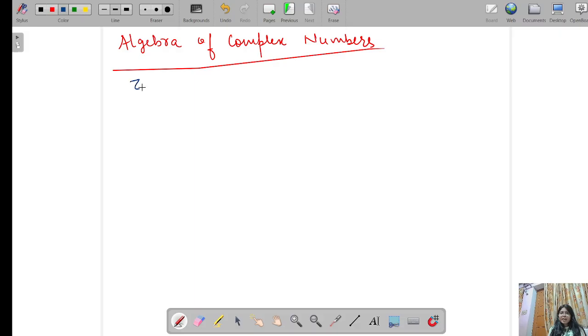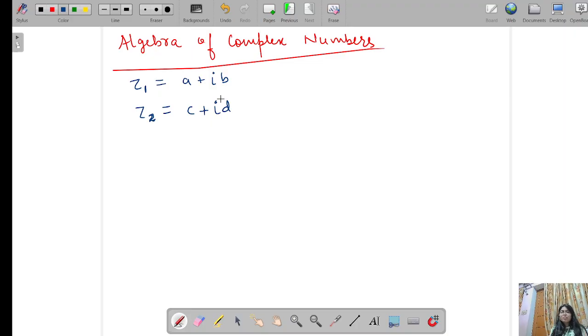Let's suppose I have taken a complex number z1 as a plus iota b, and the second complex number as c plus iota d. I have taken two complex numbers, so I have denoted them with different signs: this is z1 and this is z2. The real part of z1 is a, the imaginary part of z1 is b, the real part of z2 is c, and the imaginary part of z2 is d.